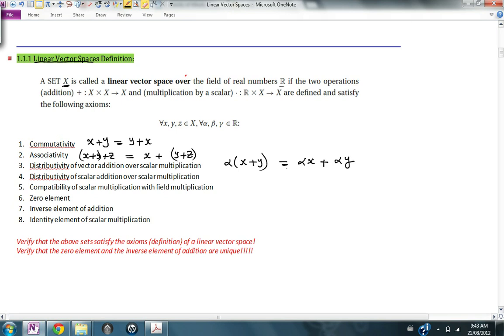The next property is distributivity of scalar addition over scalar multiplication. For the scalar addition alpha plus beta, if I multiply this by a vector x, it doesn't matter if I add alpha plus beta first and then multiply by the vector x, or if I multiply alpha by x and beta by x and add the two results. The quantity on the left is equal to the quantity on the right.